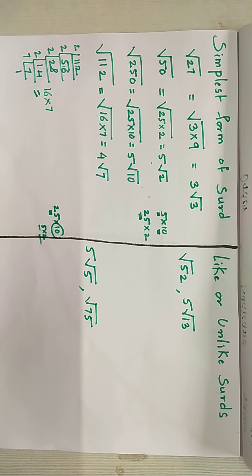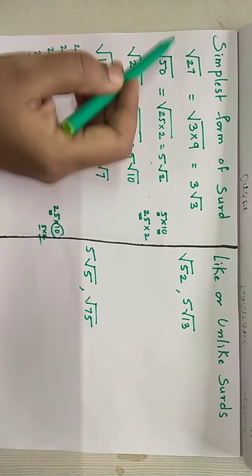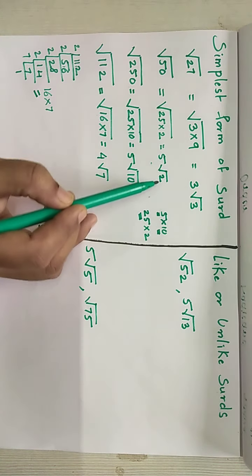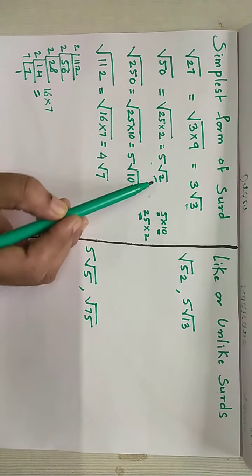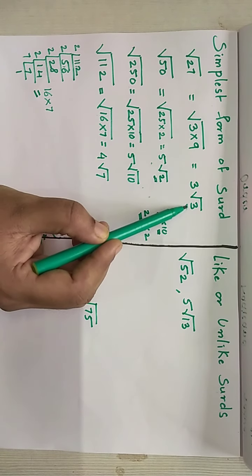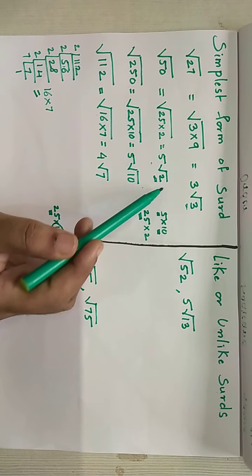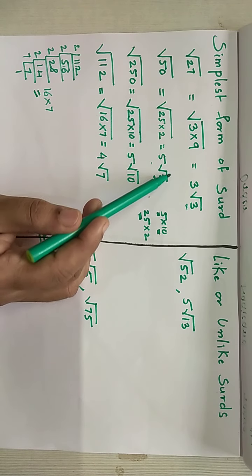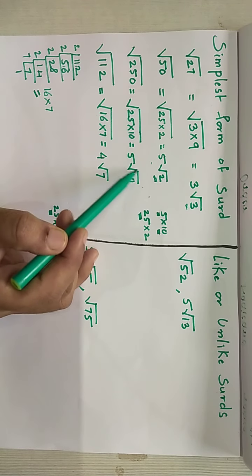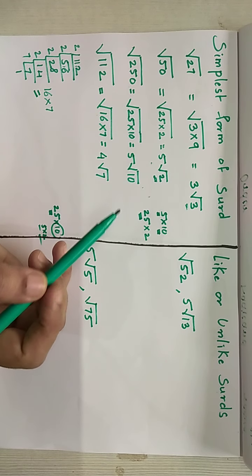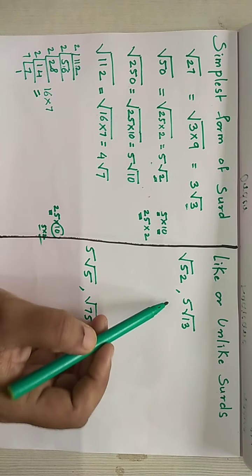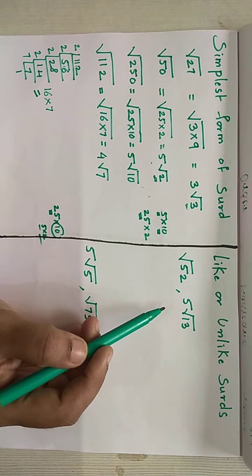Now the next thing we learn about surds is like or unlike surds. Like surds means when you change the surd into the simplest form, the surd portion should be the same. See, for example, here it is root 2, here it is root 3. So they are not like surds. Take these two surds. The surd portion is root 2, the surd portion is root 10. These two are not like surds. So let's check whether here we get like surds.